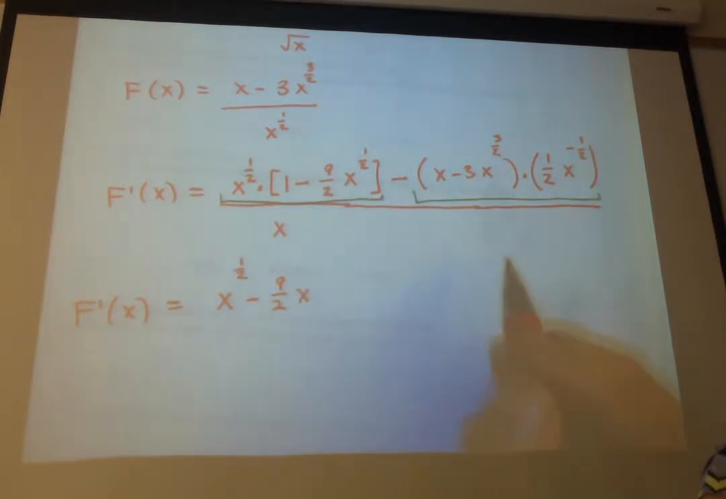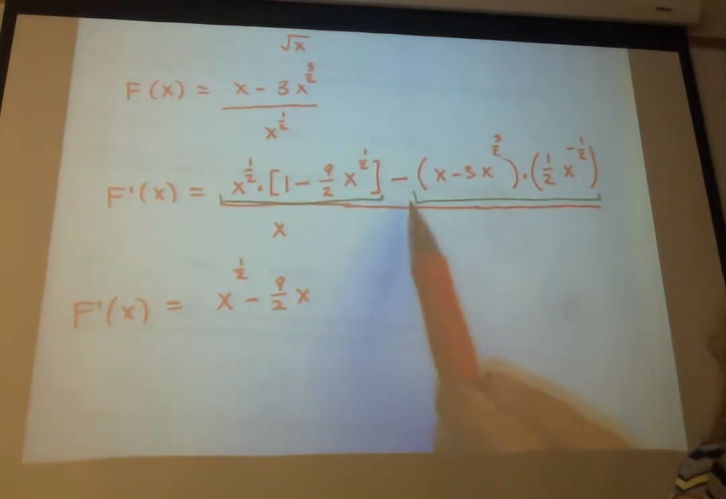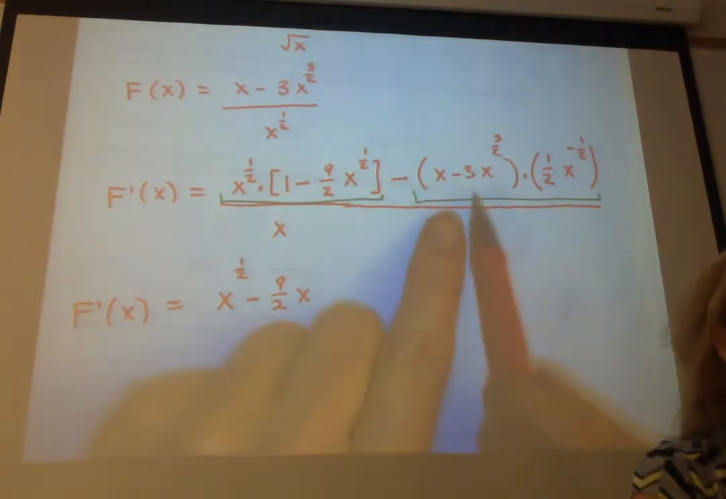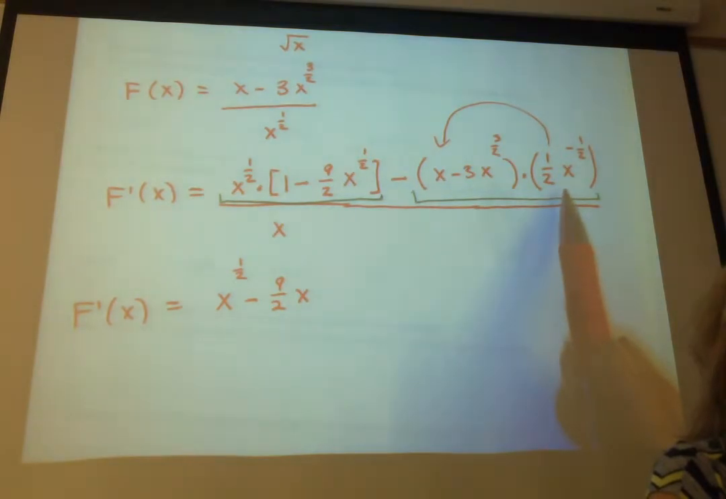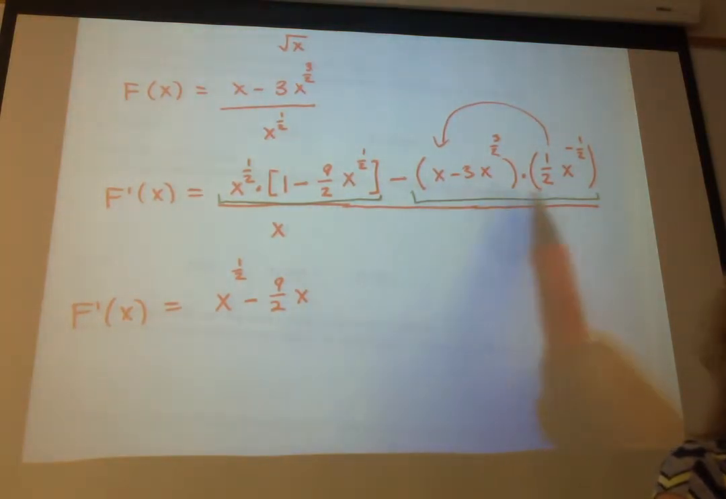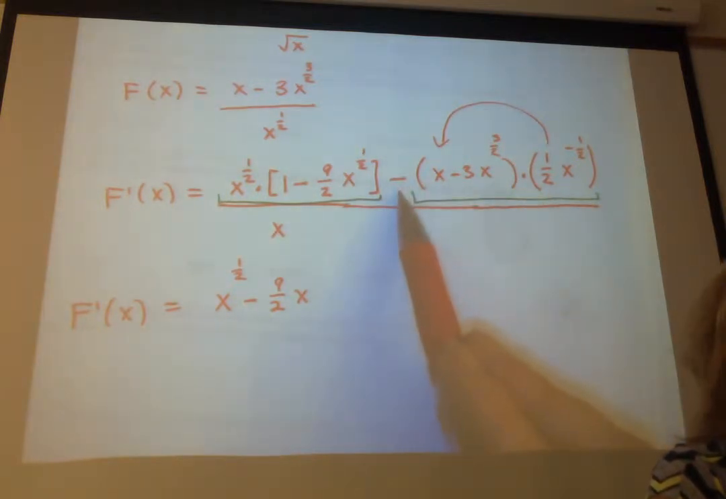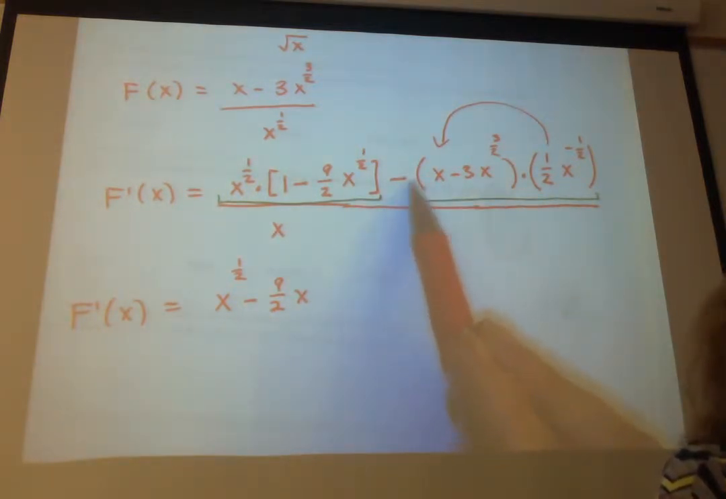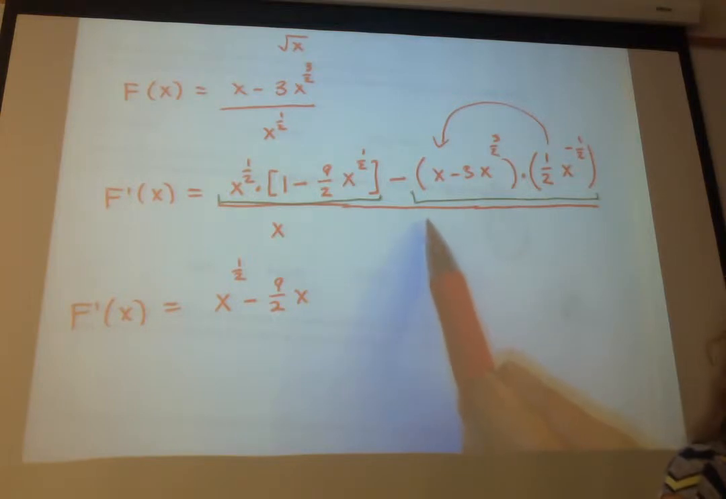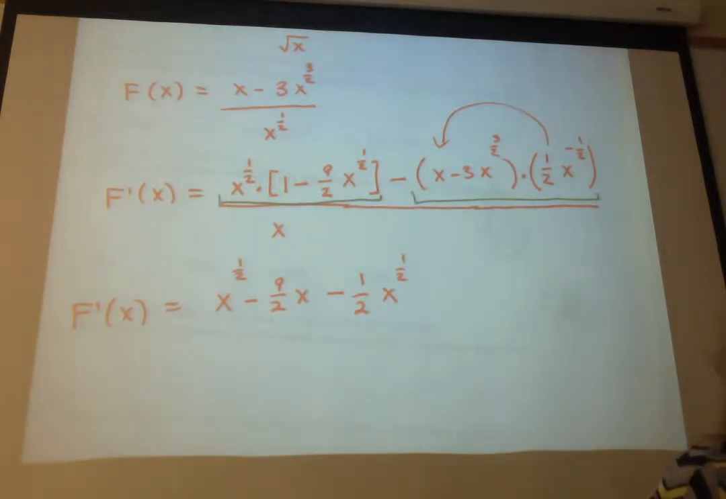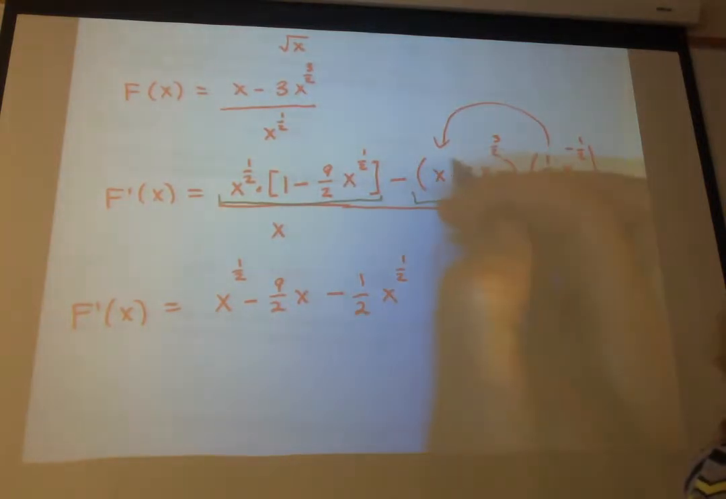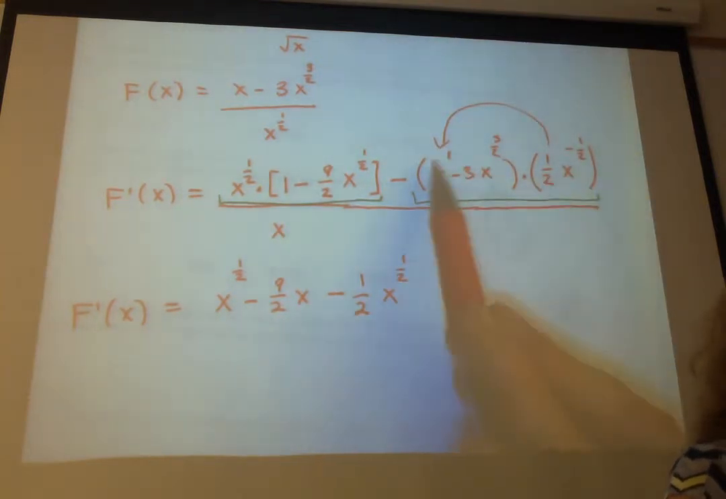Very good. Okay, so we keep going over here. To the 1/2, good. But then I'm going to have that negative, correct? So I'm going to be distributing a negative as well. So I'm going to have a negative 1/2 x to the 1/2. Okay, why is it 1/2? Because Marco added those, correct?